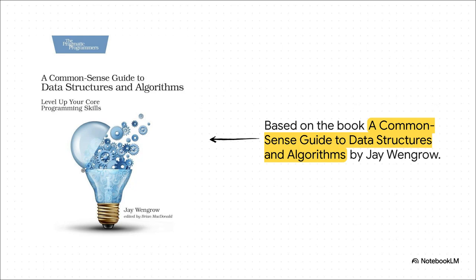All right, let's get right into it. We all want our code to be faster, right? More efficient. But how do you even measure what fast really means? Well, for this explainer, we're going to lean on Jay Wengrow's amazing book, A Common Sense Guide to Data Structures and Algorithms, to really get to the bottom of it.